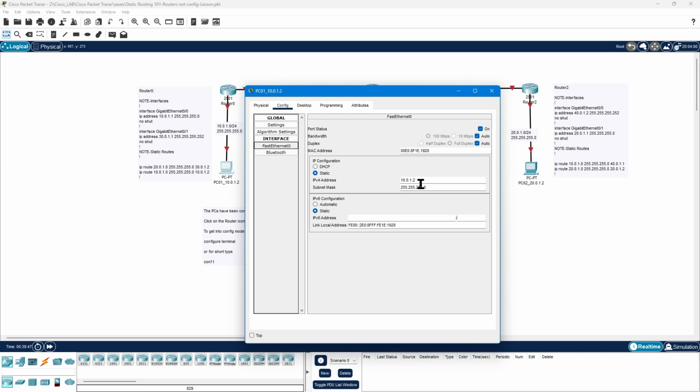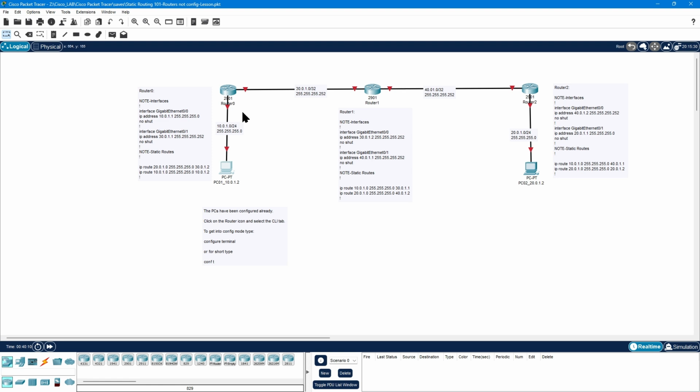These have all been pre-configured, as I say, the PC for the lab. The PC for the lab has a /24 address, which is the 255.255.255.0 bit mask, and the IP address is 10.0.1.2.